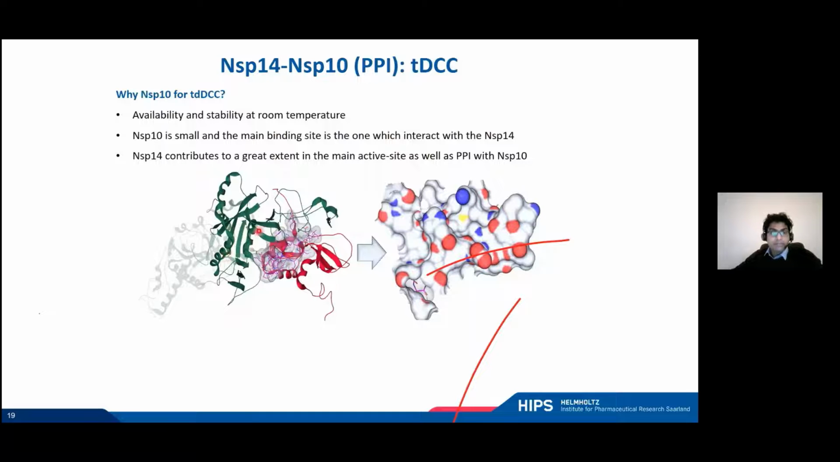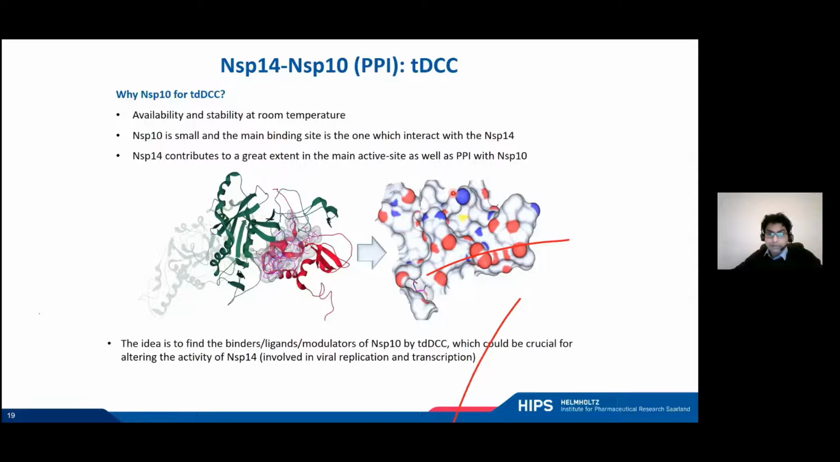On the other hand, Nsp14 is a very big protein and it has several of these kinds of cavities. If we use that protein for a drug development project, most probably your compound will bind to every active site or every cavity, right? But this is not the case for Nsp10. If we bind our compound to this cavity, it will not bind to the Nsp14 complex, so this complex formation will not happen.